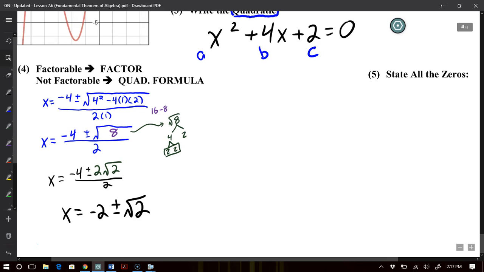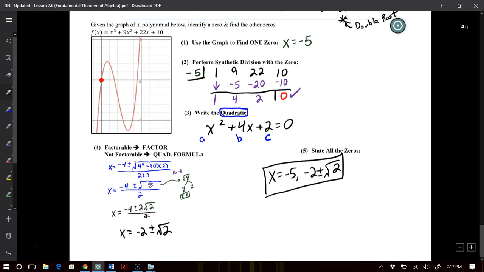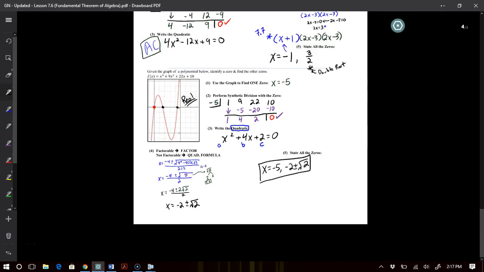Well, what's all the zeros? Well, the first one we found from the graph was -5. And then through perseverance, we found -2 plus or minus root 2. 3 answers. Our degree was 3. And notice there were 3 x-intercepts. If I can see them, they are real. They must be accounted for. And they are here. And notice there's no i. It's just a regular old radical. It's an irrational number. And so that's it.